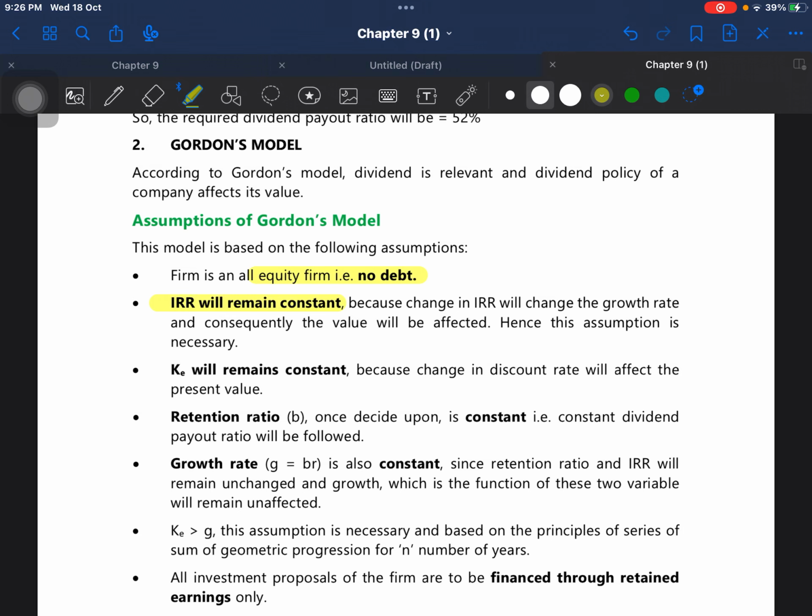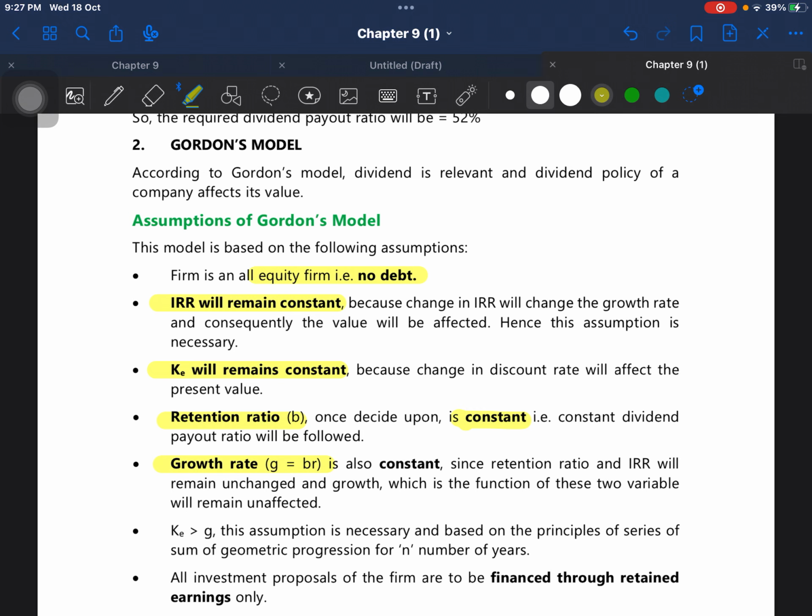Next, K, cost of equity, will remain constant. Then retention ratio. Retention ratio means the proportion of the annual profits that will be retained by the company, and we know that it is nothing but 100 minus dividend payout ratio. This model says that once the retention ratio is fixed, it remains constant always. It doesn't change year by year or period by period. So once you fix the retention ratio to be 60%, that 60% will be fixed throughout the period.